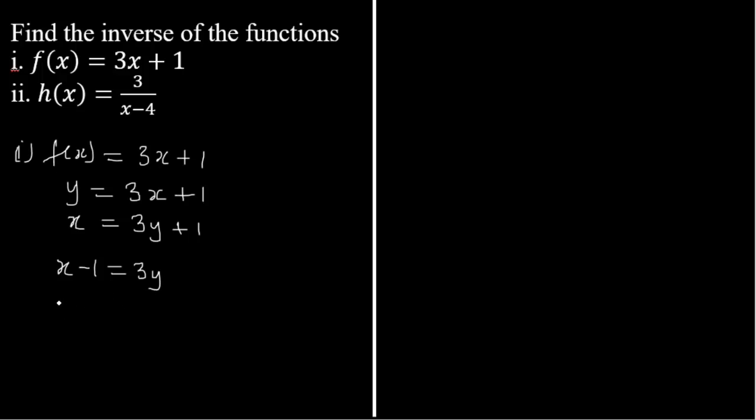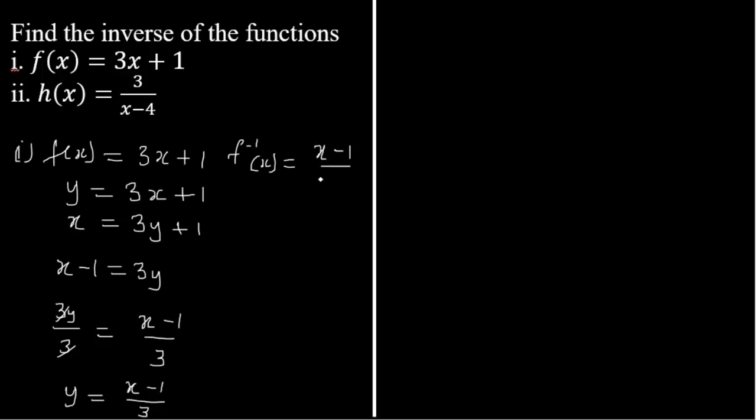Then we need to make y the subject. So we need to divide through by 3. So we have 3y divided by 3 equal to x minus 1 divided by 3. So this takes off this. Therefore, y is equal to x minus 1 all over 3. So the inverse of the function f of x becomes f inverse of x is equal to x minus 1 all over 3.